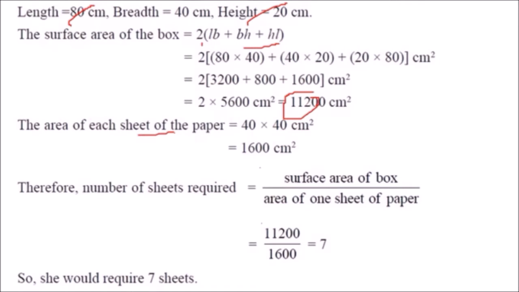Now, the area of each sheet of paper is 40 into 40. One side is 40 centimeters, so 40 into 40 centimeters square. Now you have to divide the surface area of the box by the area of each sheet of the paper. So 11200 divided by 1600, you just divide, you get 7. So you would require 7 sheets.